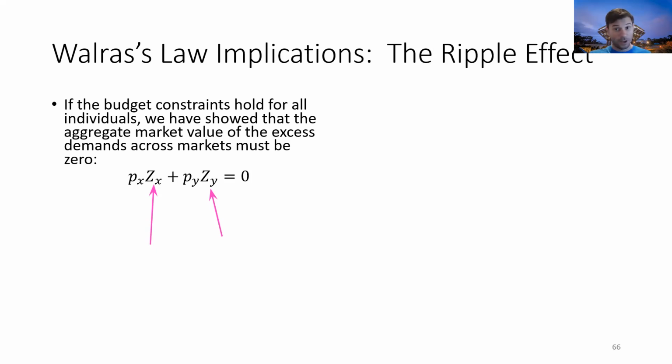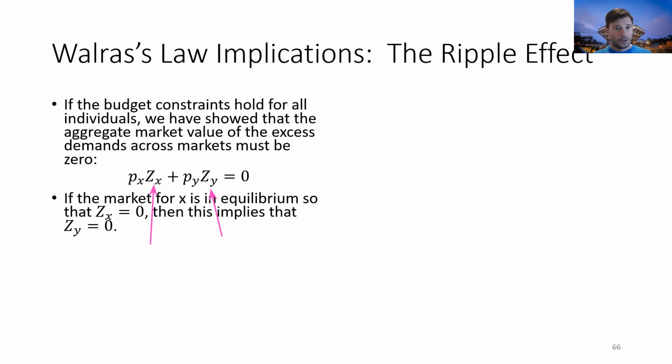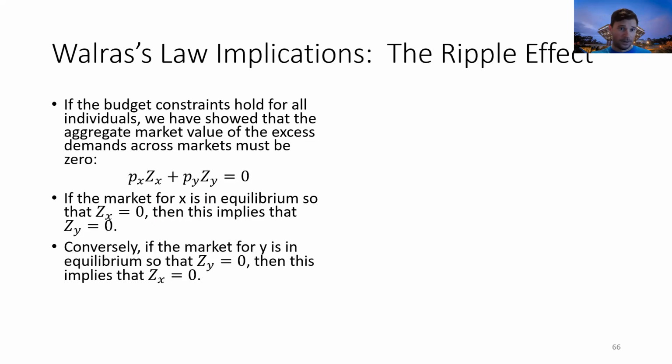Yeah, gotta be 0. Okay, so if the market for X is in equilibrium, that implies that Y's market also will be in equilibrium. So it's not that we're going to put one market in equilibrium and then the other one won't be in equilibrium. That actually can't happen. Conversely, if Y is in equilibrium, then X has to also be in equilibrium.